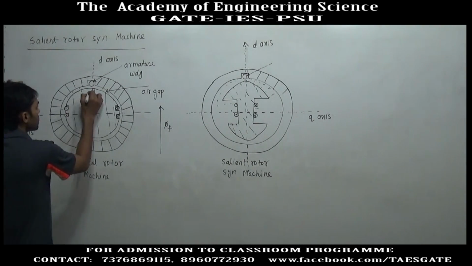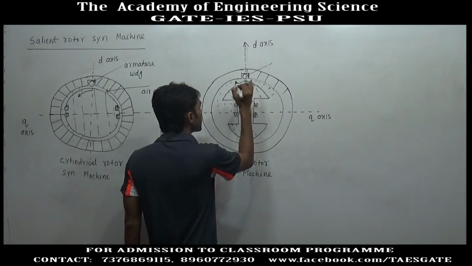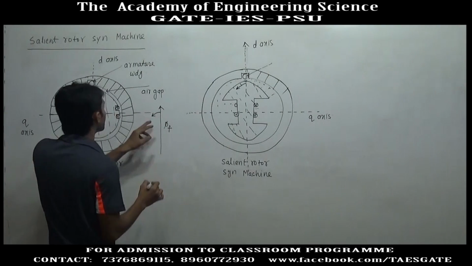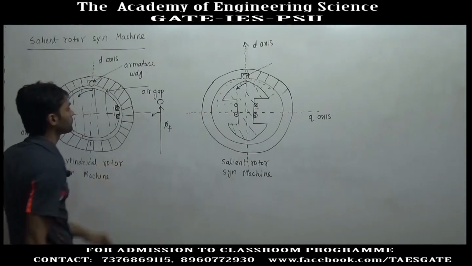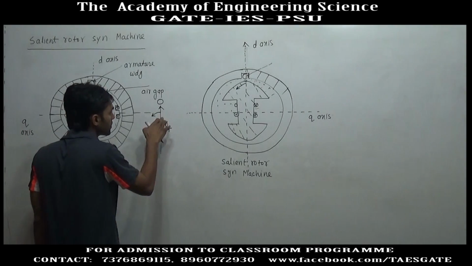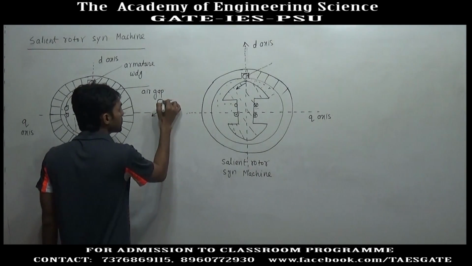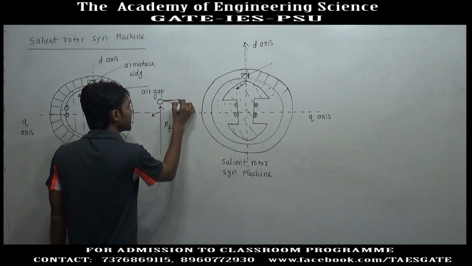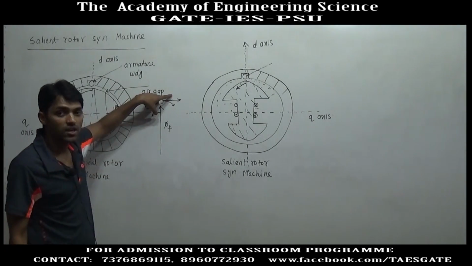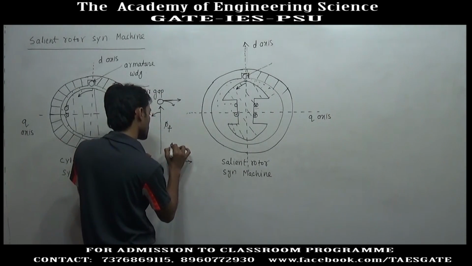Now suppose the rotor is rotating in the anti-clockwise direction. Here also the rotor is rotating in the anti-clockwise direction. So this field will rotate anti-clockwise with respect to this conductor, or we can say that relative to the flux, the conductor will move in the clockwise direction. So in this position, the direction of velocity of the conductor relative to the flux is to the right, and the direction of flux is upward.